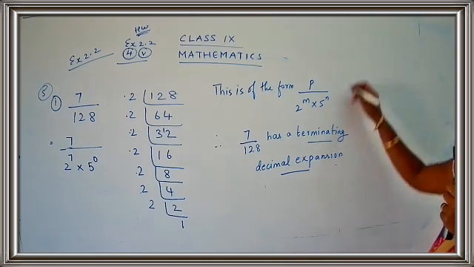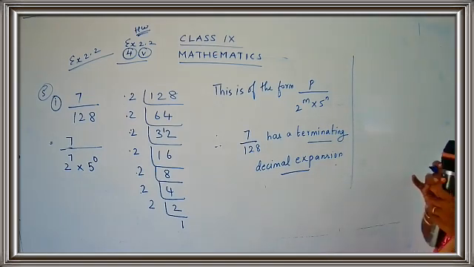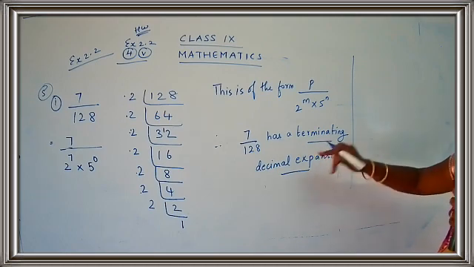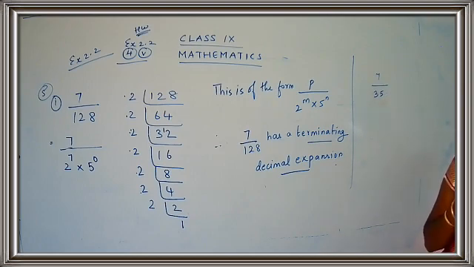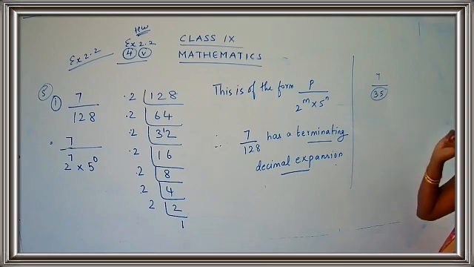I'll just give you one more example. This was clear to you, yes? No need to take it down, okay? Suppose 7 upon 35. What is the number we have? 7 upon 35. Now what you have to do? You have to take the denominator. Let us factorize 35.